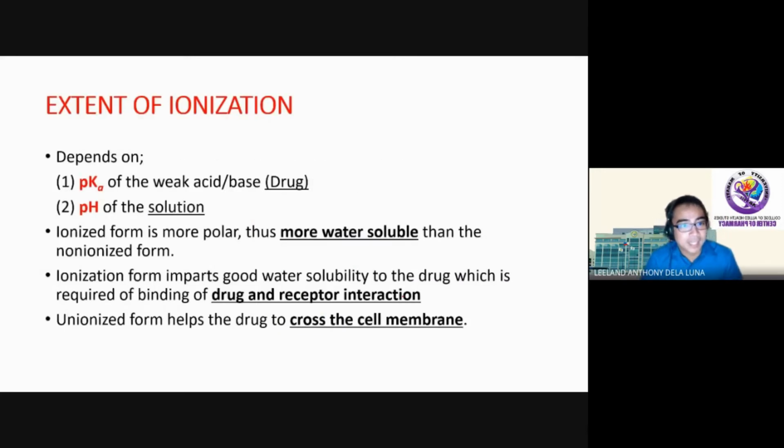So sabi nga natin, it greatly depends on the pKa of your acid or base and then the pH of your solution. Kung saan mo tutunawin yung acid or base ninyo. Before I forget any further, are you familiar with the concept of pKa? pKa class is known as your dissociation constant. May idea ba kayo kung ano ang dissociation constant? Familiar? Is the term familiar?